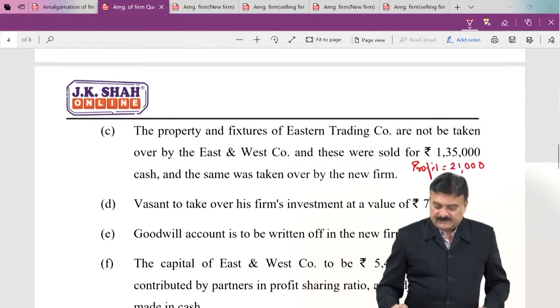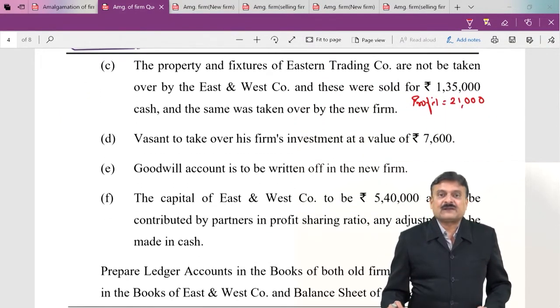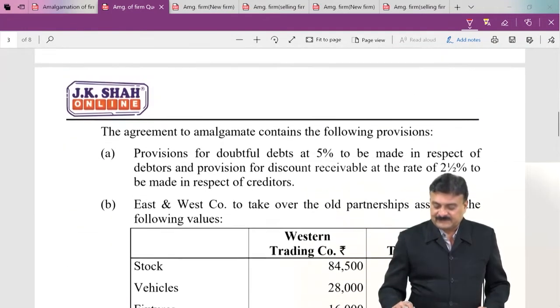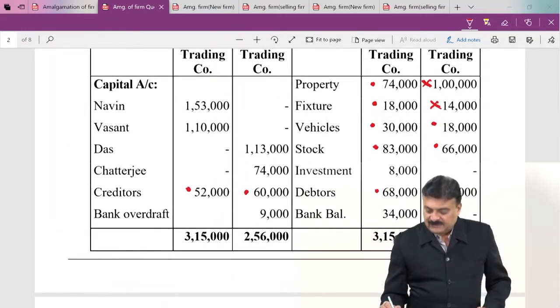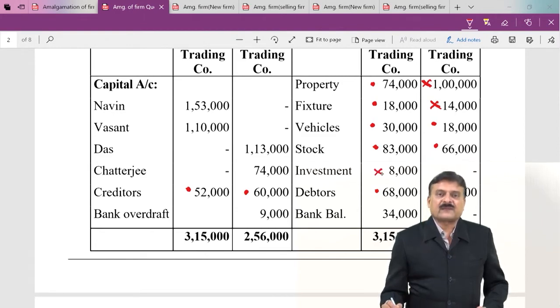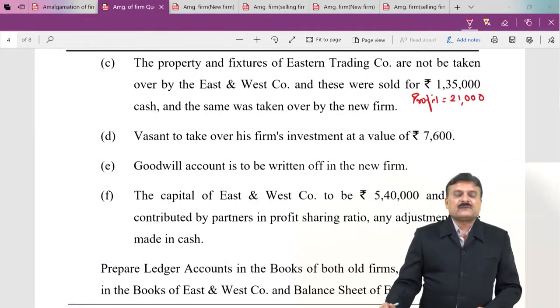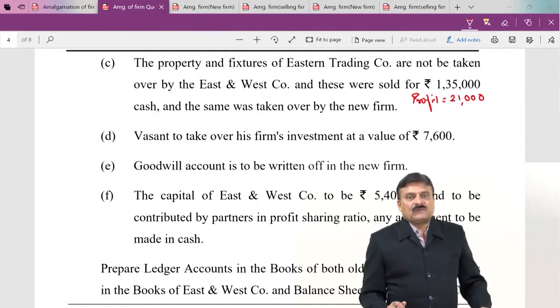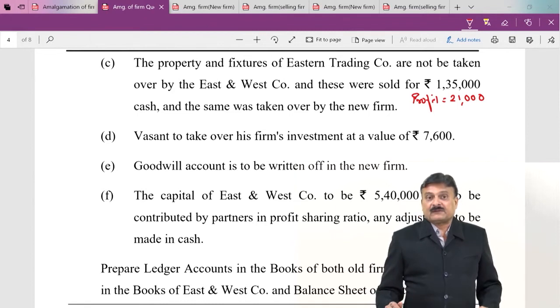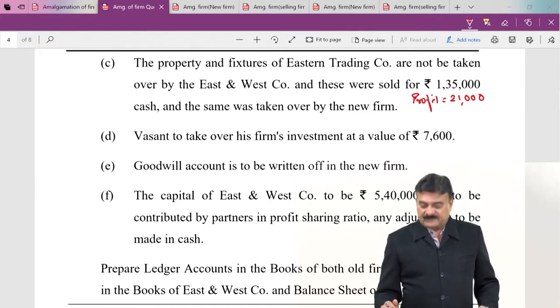Vasant to take over his firm's investments at a valuation of 7,600. That means these investments are also not taken over by new firm, hence it is taken over by a partner. Goodwill account is to be written off in the new firm. So, in the old firm the goodwill is there, not in the balance sheet, but the time of amalgamation is taken care of. In the new firm it should be written off.